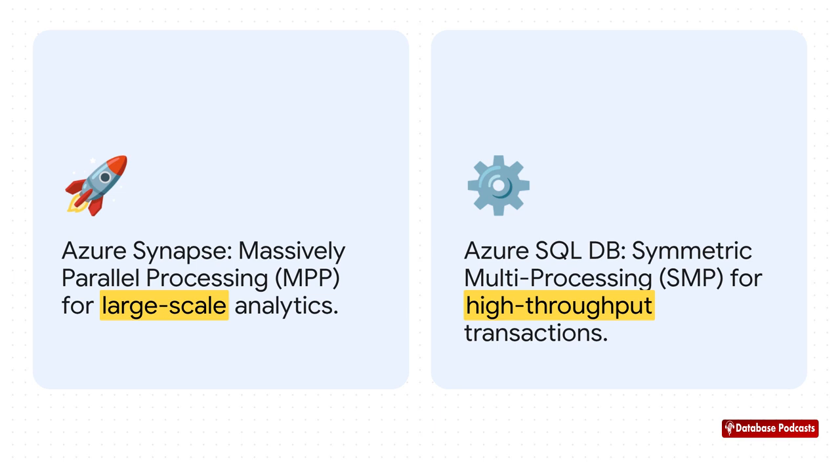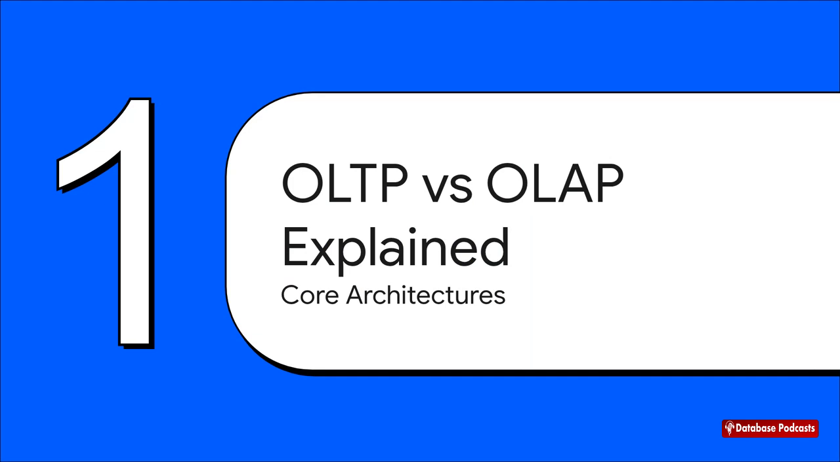Then you've got SQL Database, which uses symmetric multiprocessing, or SMP. This is more like a lightning-fast cashier, built to handle a ton of individual transactions, one after another, super quickly. Okay, so to really understand why this choice matters, we've got to take a quick step back and talk about the two classic models they're built on, OLTP and OLAP.